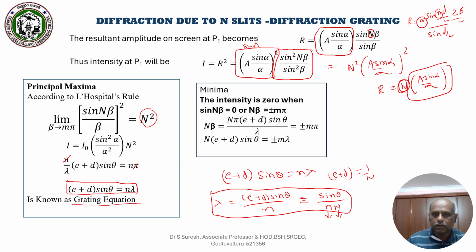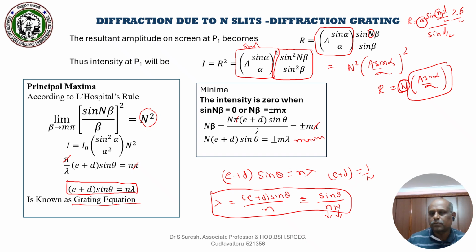Coming to the minima, the intensity should become 0, and this happens when sin Nβ is equal to 0. And Nβ becomes 0 only when Nβ is equal to ±mπ. Substituting the β value, N into π(e + d) sin θ/λ is equal to mπ. Again π cancels. N(e + d) sin θ is equal to ±mλ, which is the minima condition.